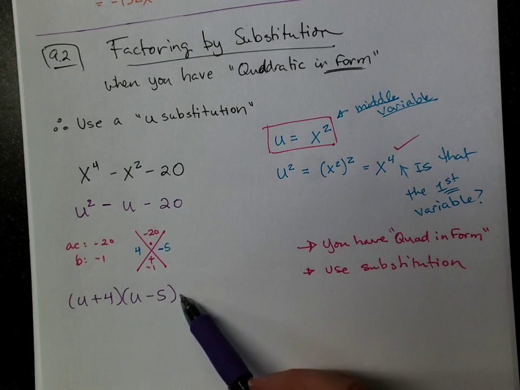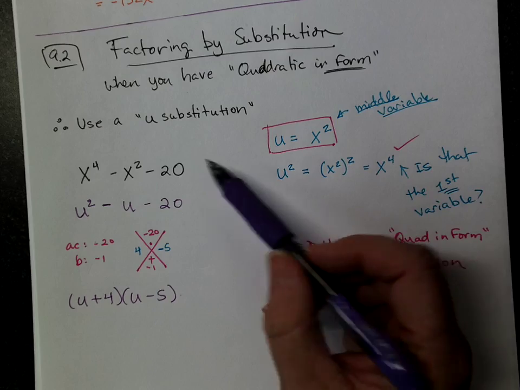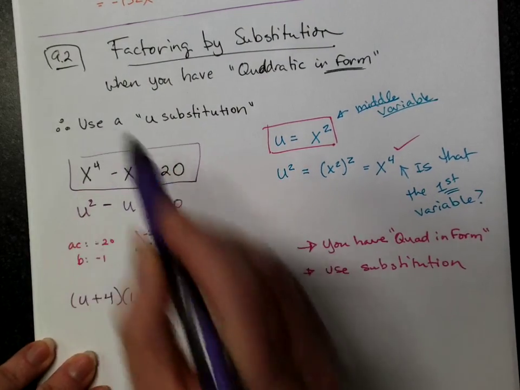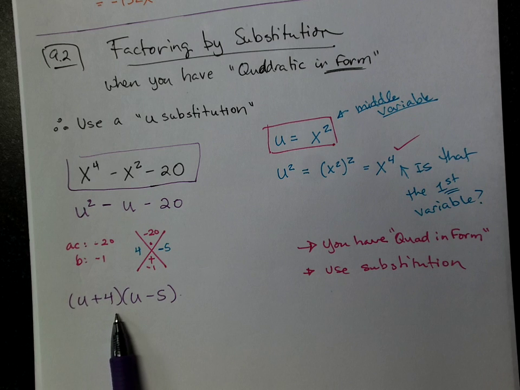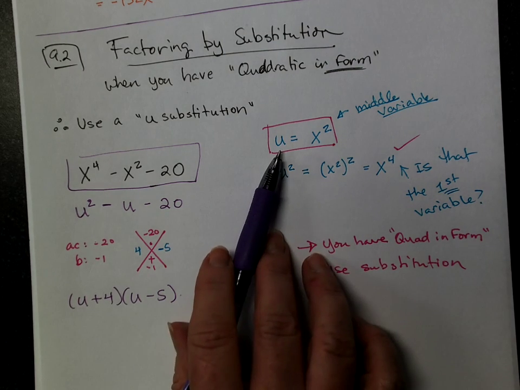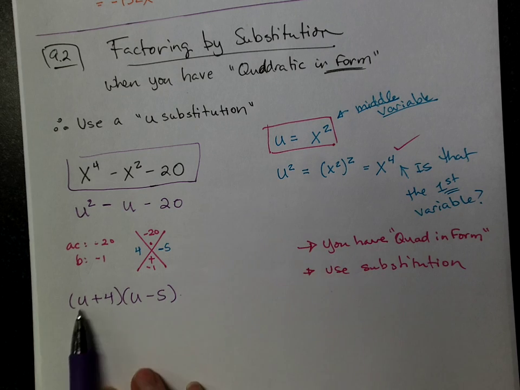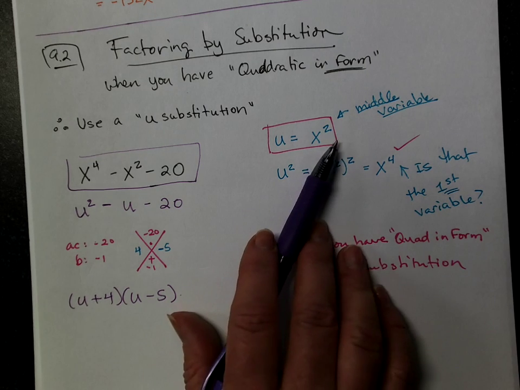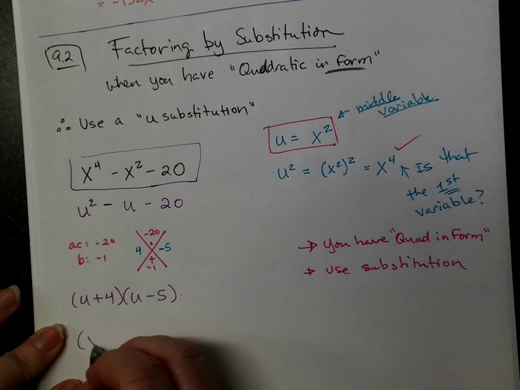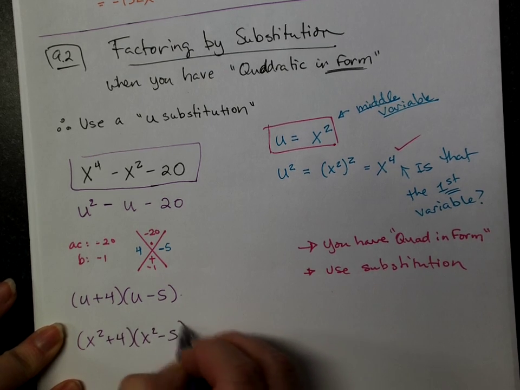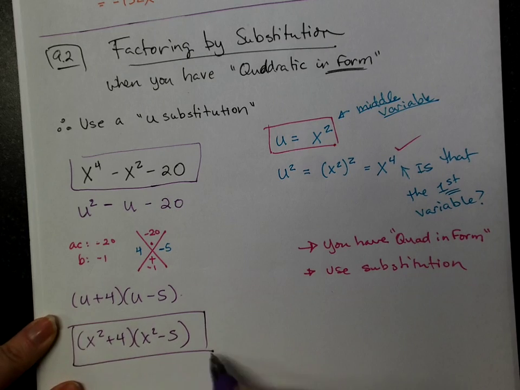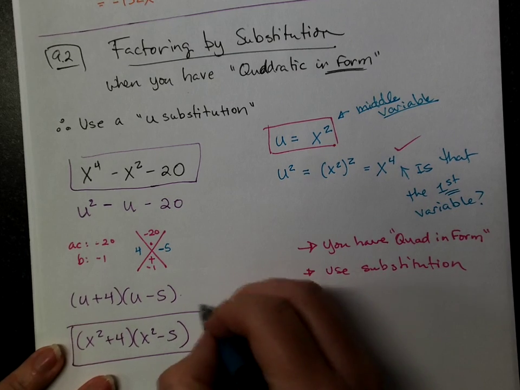Now is that the factored form? If we FOIL that, is that the factored form of the problem we were given? In a way. No, because it still has u, right? So now we have to substitute back. Everywhere you see a u, put in an x squared. x squared plus 4, x squared minus 5. Okay? So you have to substitute back.